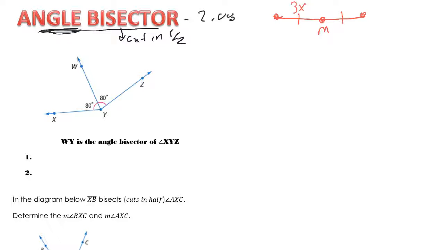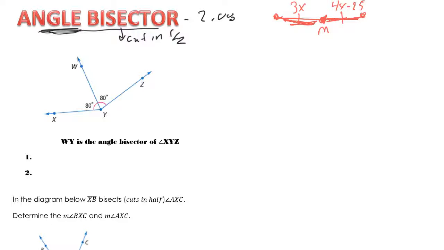So if this was 3x and this was 4x minus 25 or something, we could actually solve. We could just solve by setting those two pieces equal, because if it's in the middle, this line equals this line. Same idea for an angle bisector.